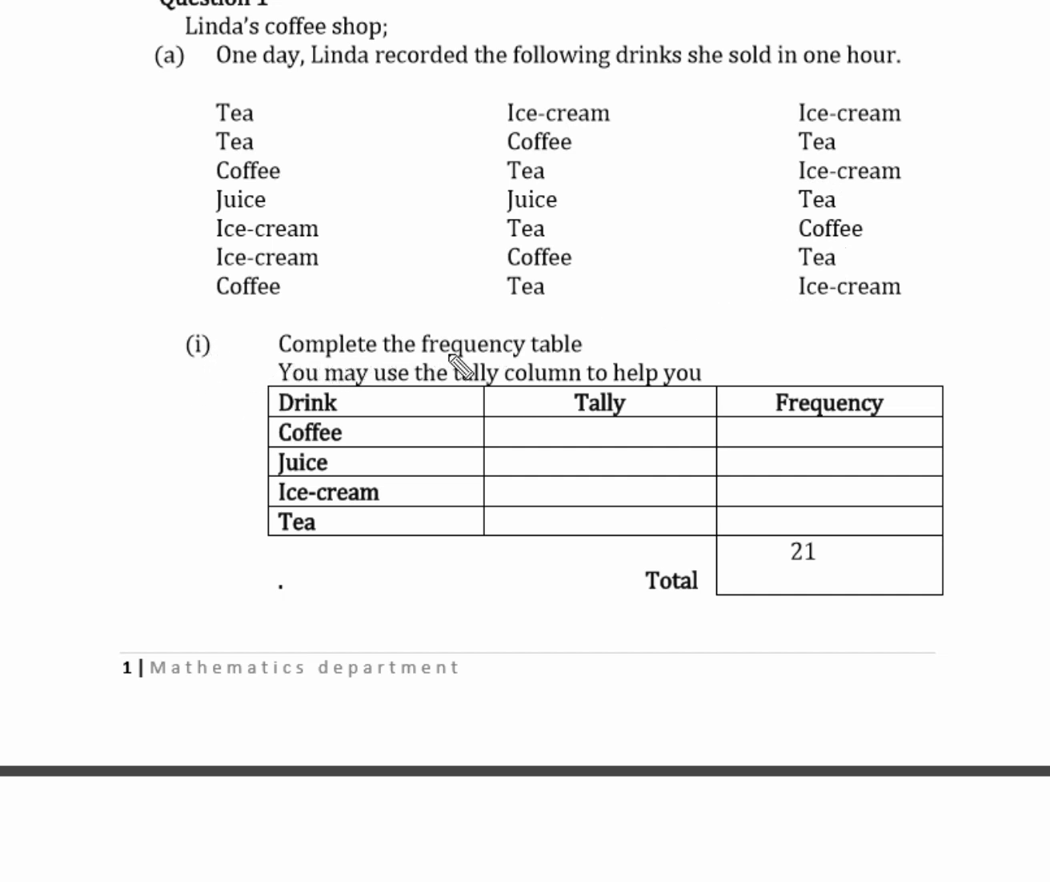Roman numeral 1. Complete the frequency table. You may use the tally column to help you, implying that this tally column can be as well used. The first drink is coffee. Now we want to know how many customers purchased coffee in 1 hour.